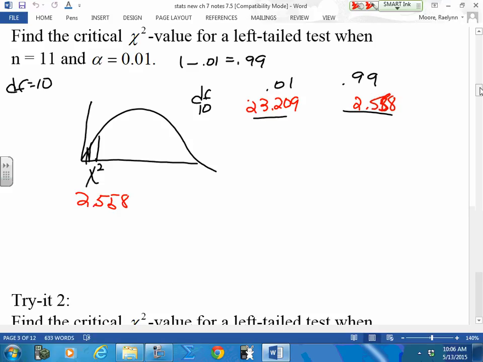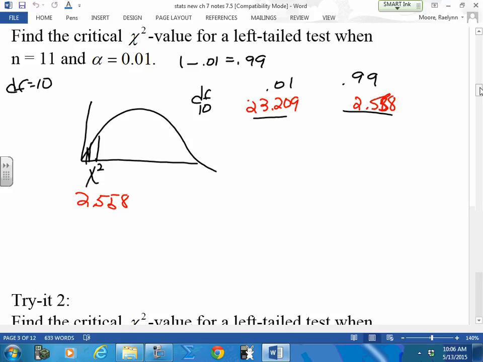So if you get confused and you forget that it's the area to the right, do both of them, that number and the 1 minus that one. You have to use table 6. There's no inverse for this one. No inverse in your calculator. So look them up, and then you can find them, and place which one you need. Is it area to the right? Use the larger one. Okay.